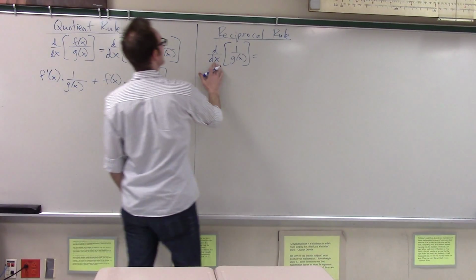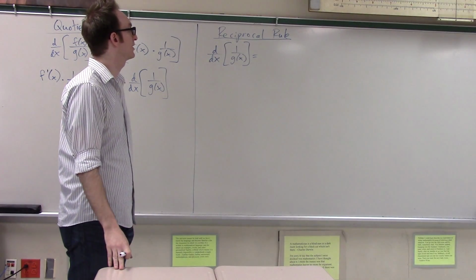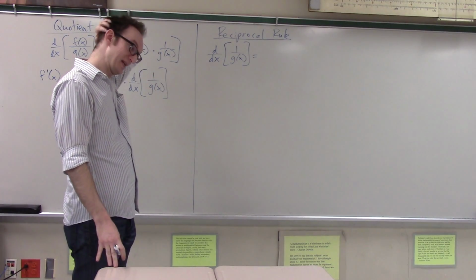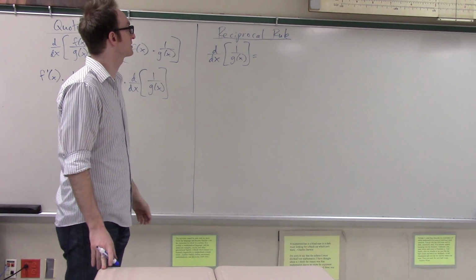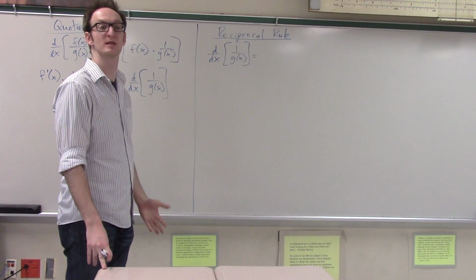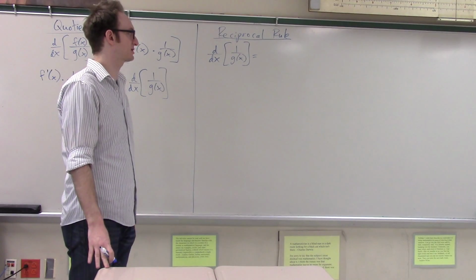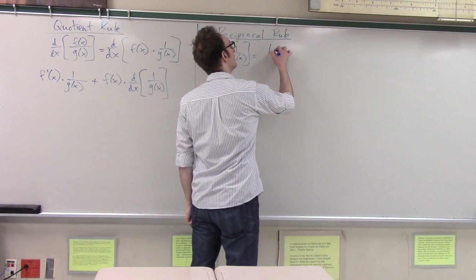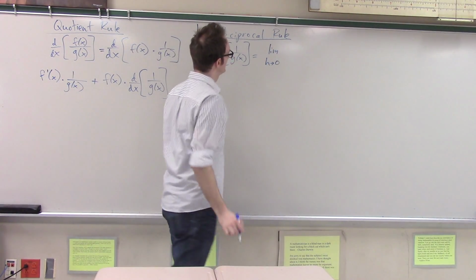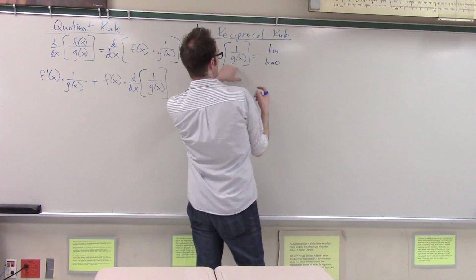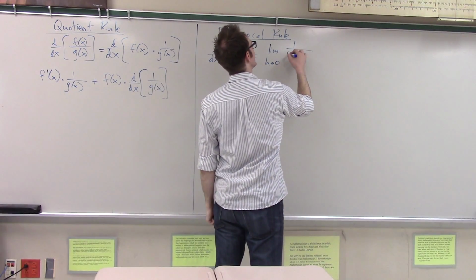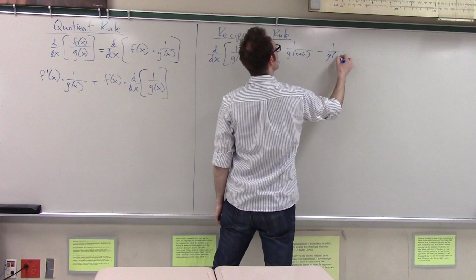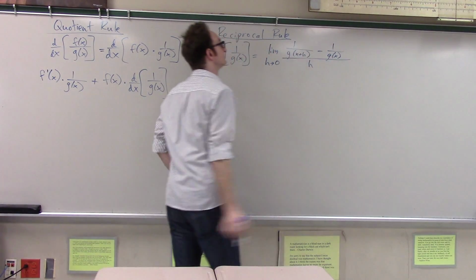Just using the definition of the derivative, please take a moment, pause or whatever, but please do it yourself. Write out what the derivative of 1 over g should be using the definition of the derivative. Please pause and actually try it yourself. And then I'm going to do it right now. Well, it is the limit as h goes to 0 of this function evaluated at x plus h, so that's 1 over g of x plus h, minus 1 over g of x, and that's all over h.